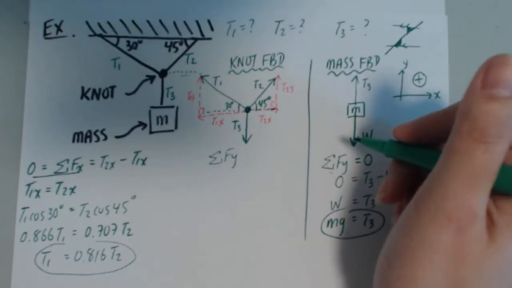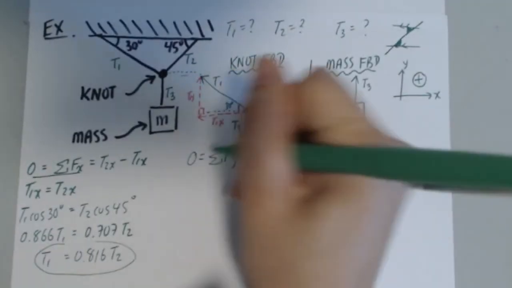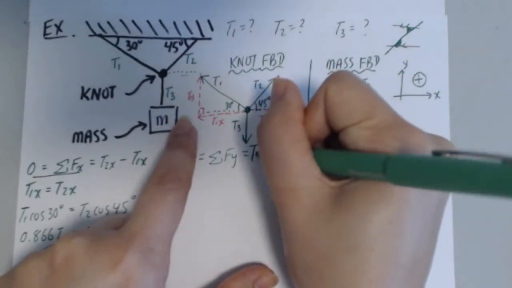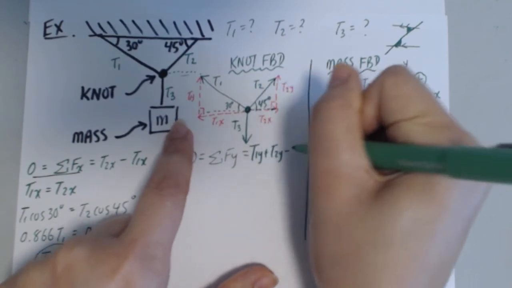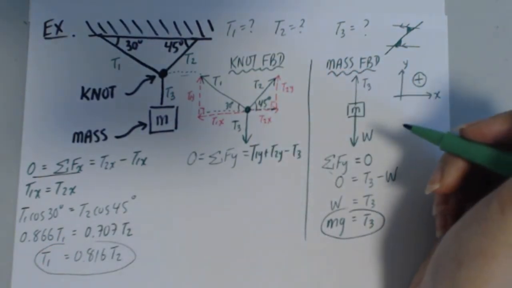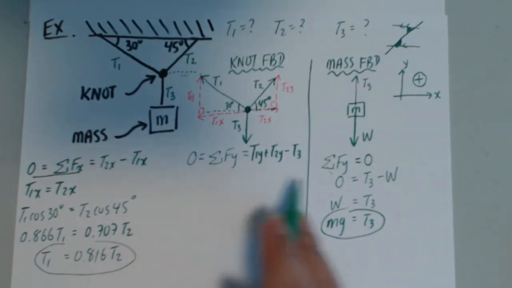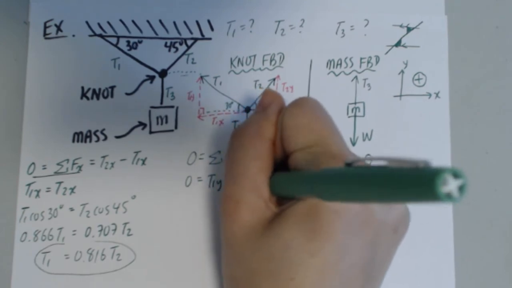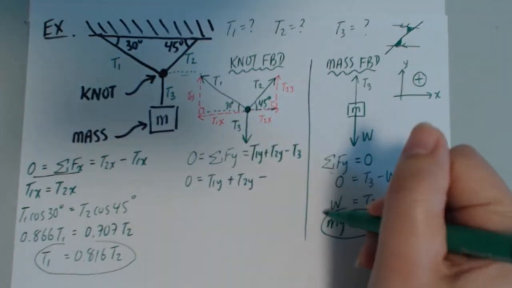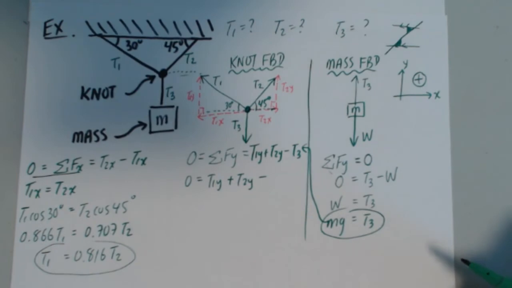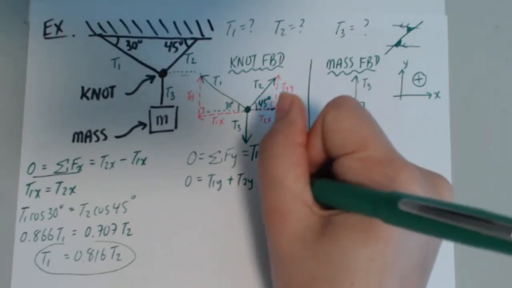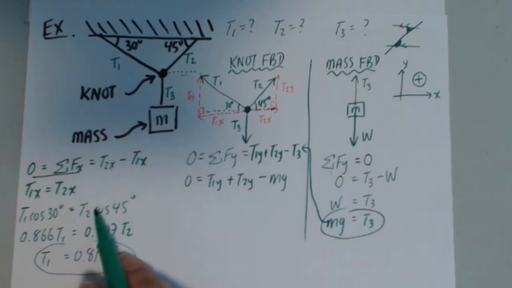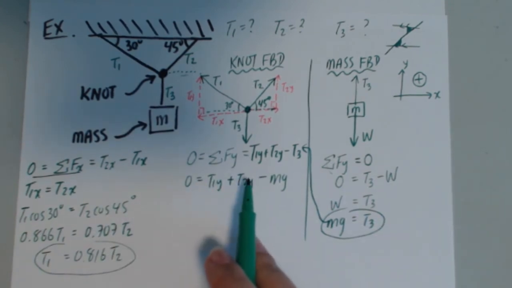So sum of the forces in the y direction is also 0, okay? And that's going to be equal to, again, the positive ones, T1y plus T2y minus T3. Okay, so 0 equals T1y plus T2y minus T3. Well, T3 is just mg. So minus mg.